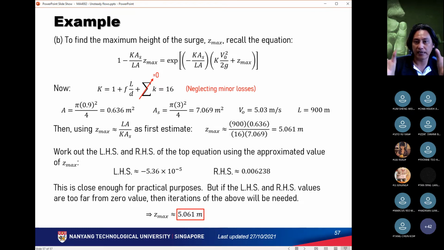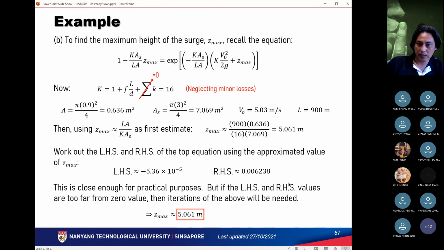At the end of the day, the trial and error should be such that you get the same values for the left-hand side and the right-hand side. In this case, if you were to plug them in, this is not exactly equal to 0 because there's some rounding off, truncations and things like that. So the left-hand side is close to 0, but it's not exactly 0. It's minus 5.36 times 10 to the power minus 5. The right-hand side is 0.006238.